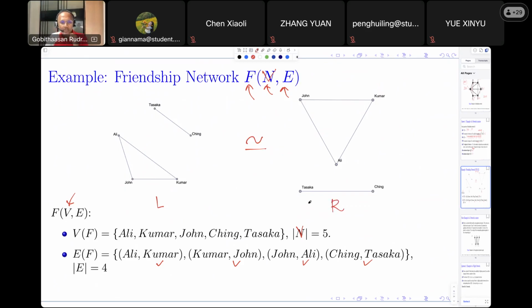Okay, and what else do you understand from here? Just to get to know what we can understand from a network. For example, we can understand there are two components. One is this group, these two are friends, whereas this three is another cluster. Okay, two clusters.